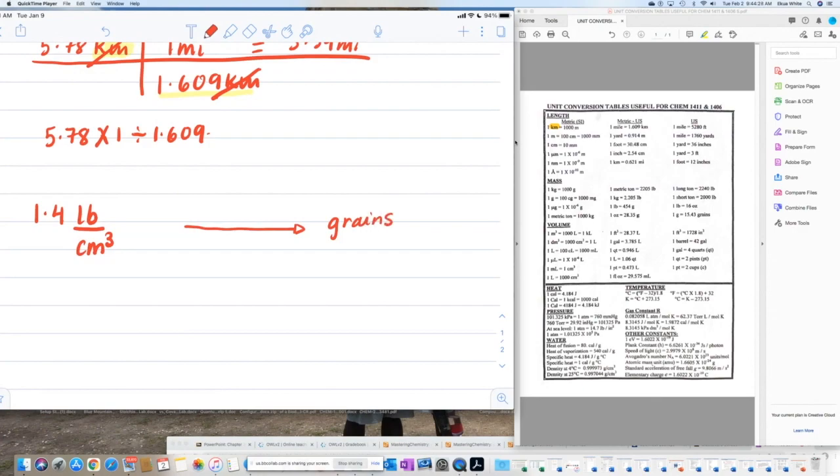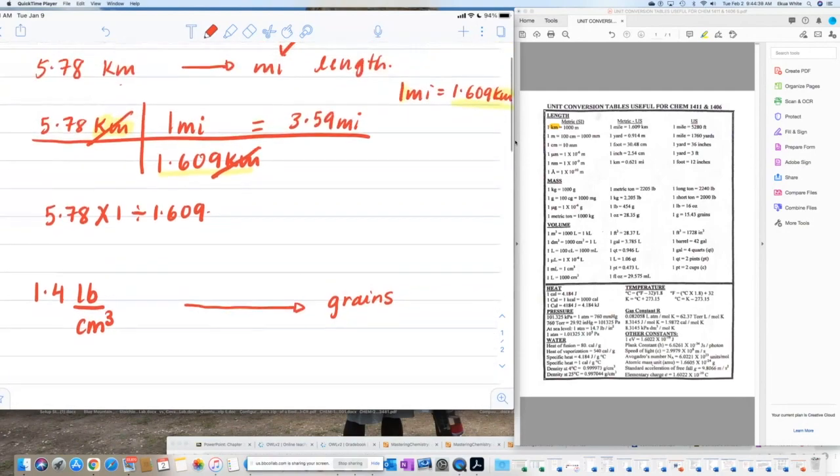Dr. White? The what? Excuse me. Can you complete the first one, please, for me? This first one? Yeah, the kilometer and mile. Oh, this is the answer, 3.59 miles. Yeah, I multiplied the 5.78 times 1 divided by 1.609.